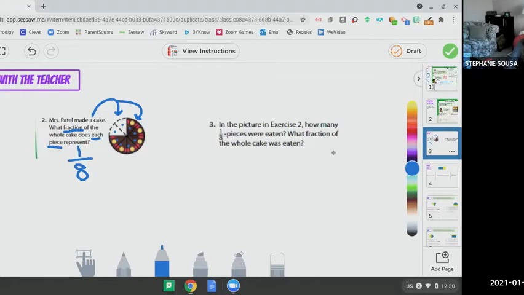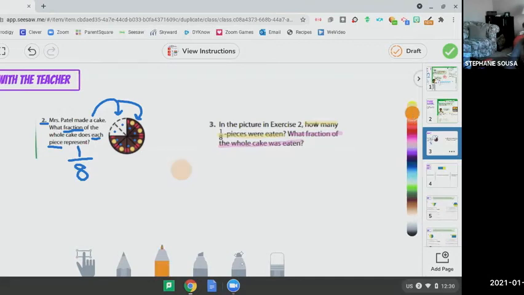Let's look at number 3. It says in the picture on exercise 2, oh look, exercise 2. How many 1/8 pieces were eaten? What fraction of the whole cake was eaten? So there are 2 questions here. I'm going to highlight them in different colors. The first one is how many 1/8 pieces were eaten? The second one is what fraction of the whole cake was eaten? Okay, so let's answer these questions.